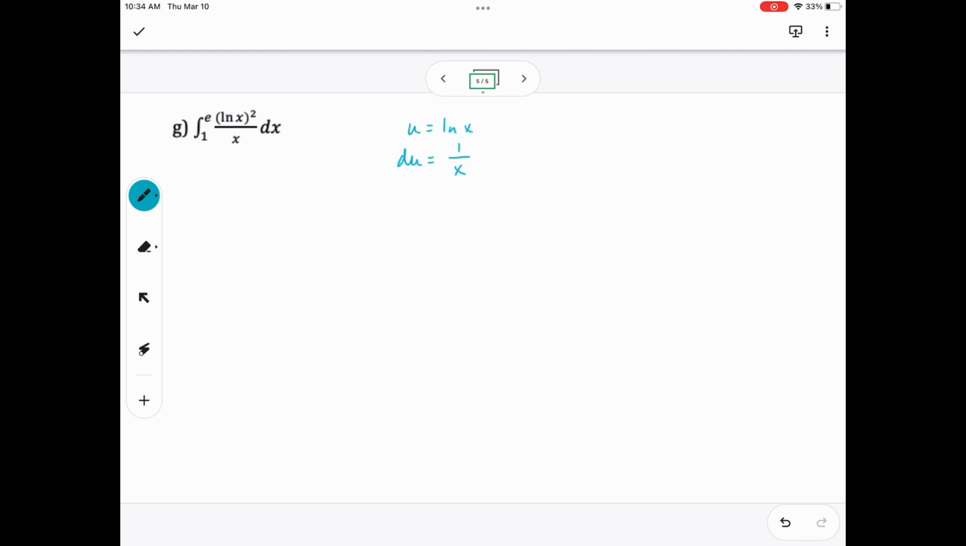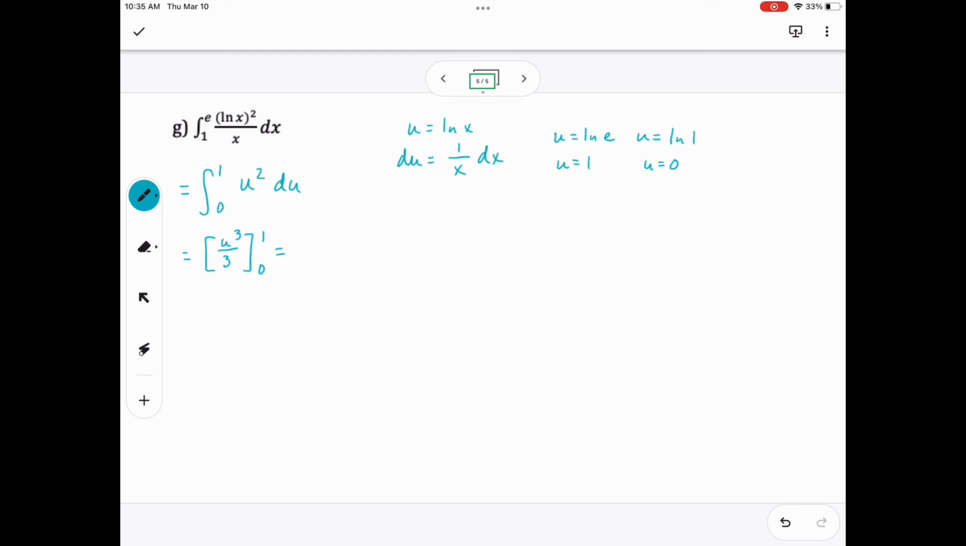Letter G, same idea. We'll set ln of x as u because it's inside that square. Taking the derivative of ln of x would be 1 over x. Now notice there's a denominator of x there. Now if I separated those two, it'd be 1 over x times ln of x squared. So I technically already have a 1 over x in my function. So we'll take that out with the dx and replace it with du. We're left with u squared.